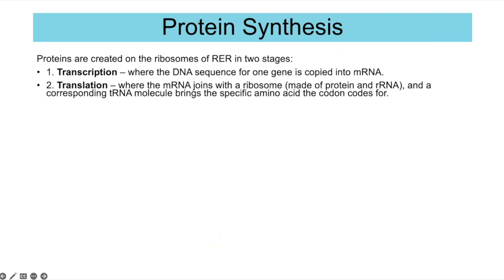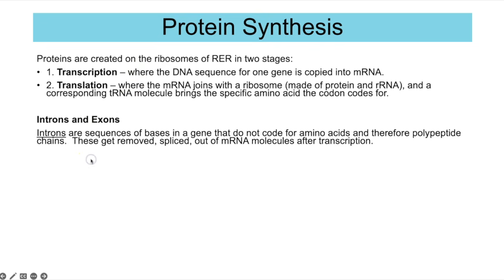So protein synthesis occurs on the ribosomes or the rough endoplasmic reticulum, because they're rough because they have ribosomes. Transcription actually happens in the nucleus, and that is the first stage, and that is where the DNA is copied into an mRNA sequence, so that's just for one gene. Translation is the part that happens on the ribosome, and this is where the polypeptide chain is created. So we're going to go through those two processes, but just a few other key things that you need to know. Number one is what introns and exons are.